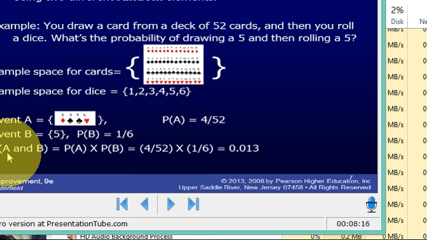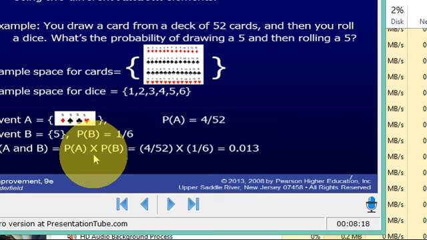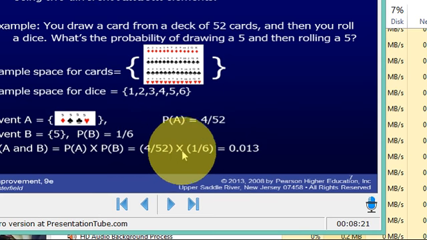Therefore, the probability of both A and B occurring is PA times PB, so 4 over 52 times 1 over 6.